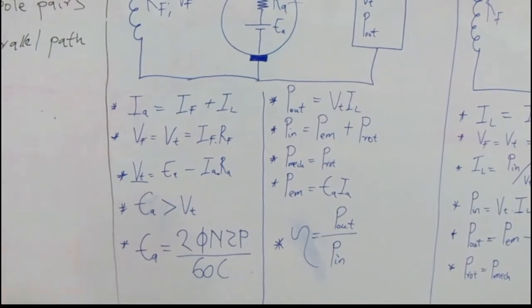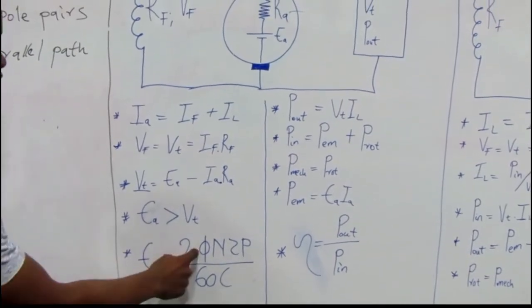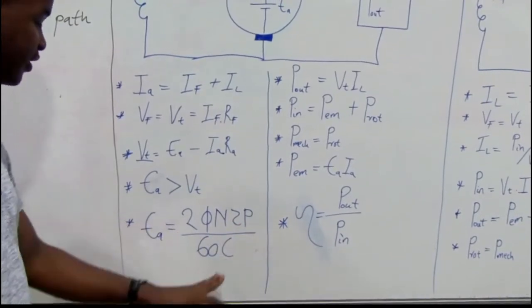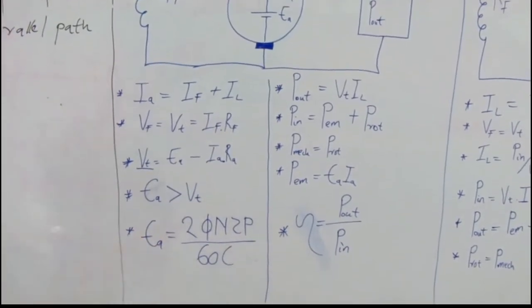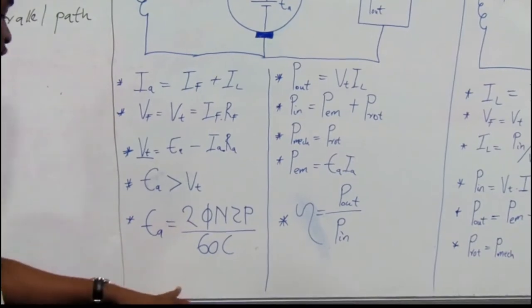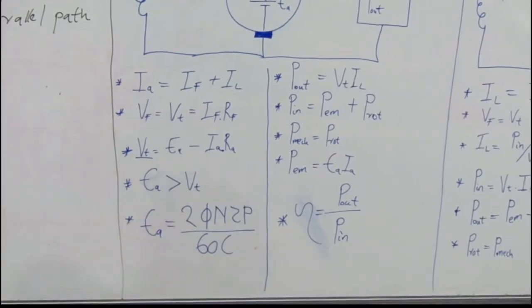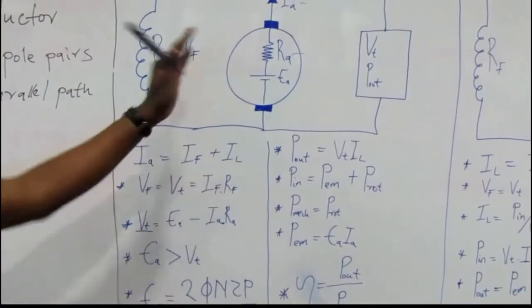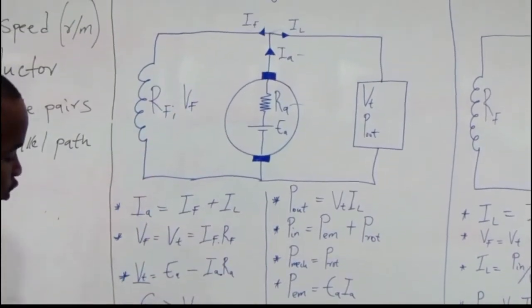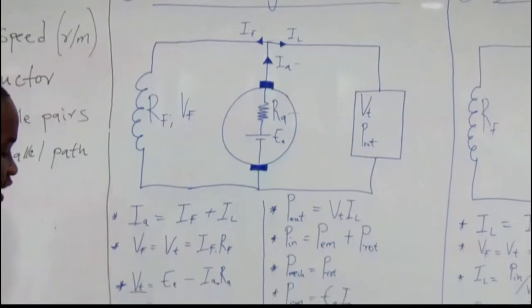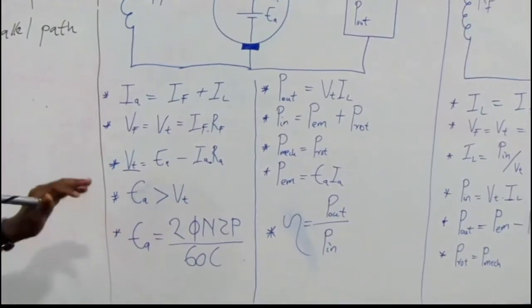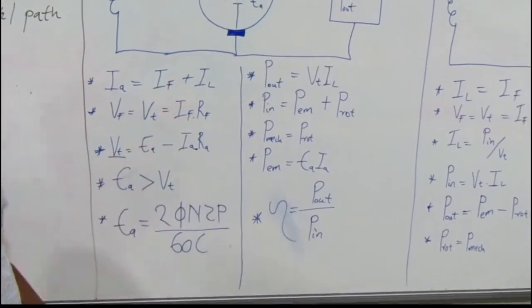And remember, sometimes they won't give you such an equation for VT or EA. They will just give you the components of EA, which are flux, M, Z, P, C. Then the only thing you need to do is substitute accordingly and calculate IA, or they can say calculate the flux of this circuit. For the flux of this circuit, you use this equation, make the flux the subject of the formula, then you get your flux.